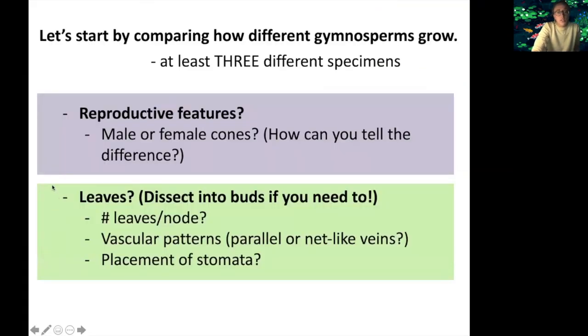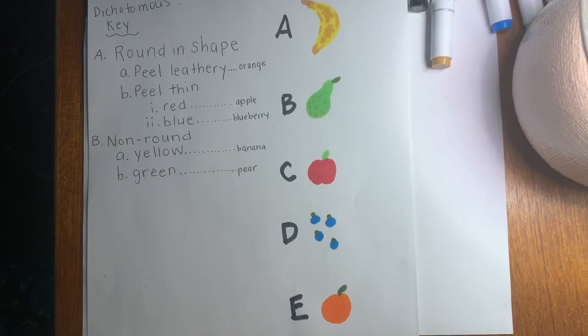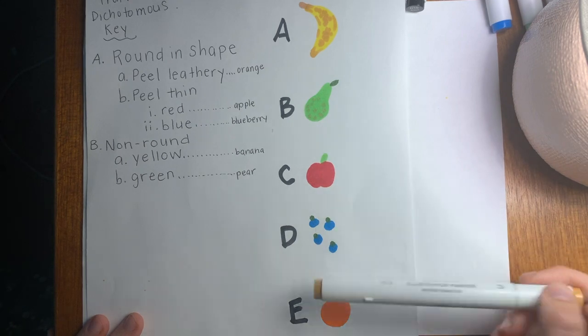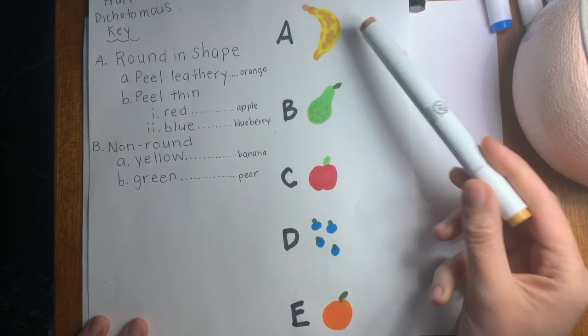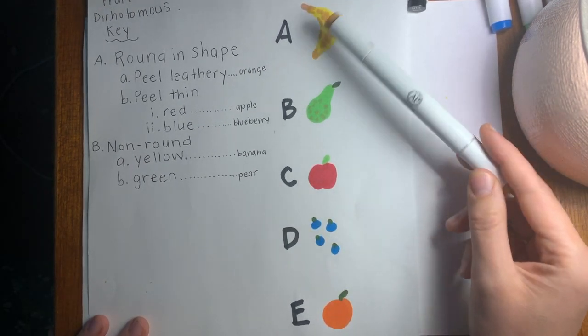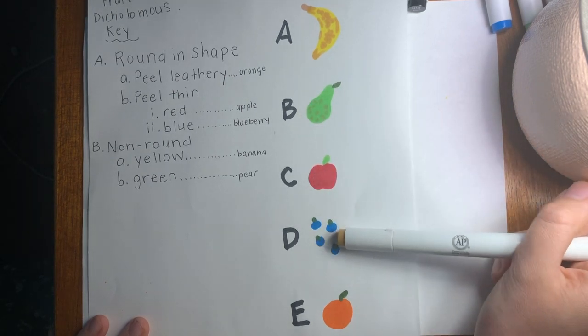Okay. So we will wait for this part, and I will start to draw because the second part of activity 1 will involve a dichotomous key. So I just want to review quickly so we can all be aware. So here we go. Okay, so here we have 5 types of fruit. Despite my drawings, I will go through them. Banana, pear, apple. These are blueberries, and this is an orange.